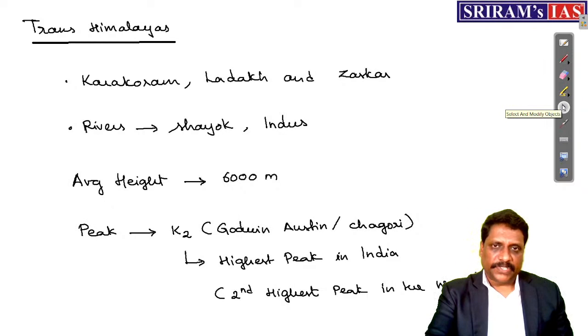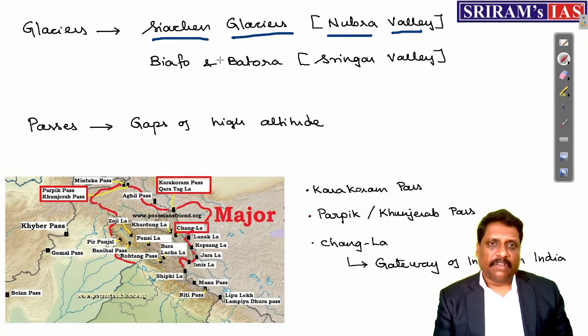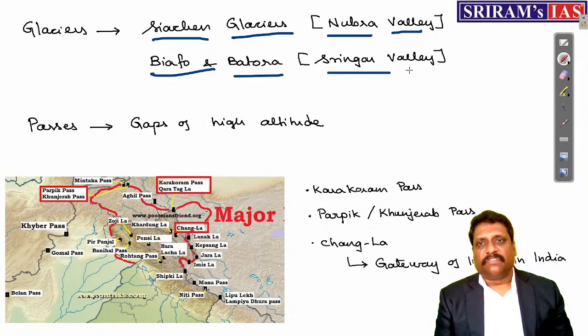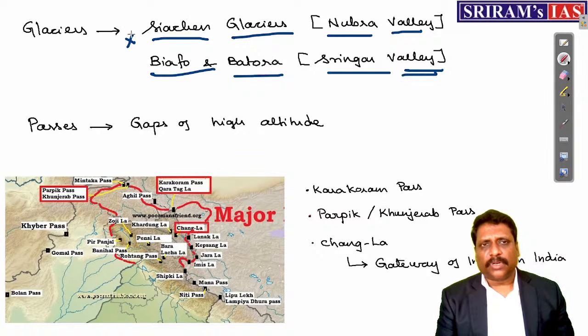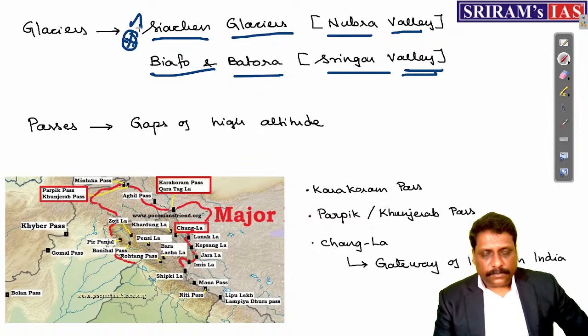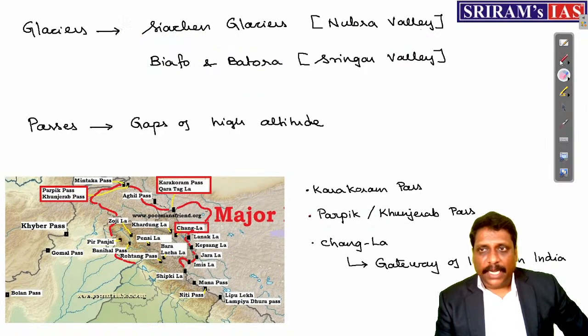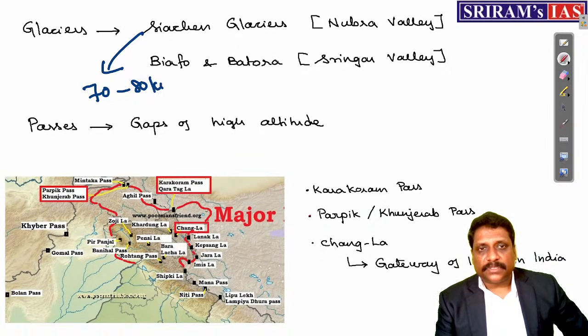Apart from these peaks, this region also has plenty of glaciers. For example, we have glaciers like Siachen Glacier, which is confined to the valley called Nubra Valley. We have glaciers like Biafo and Hispar, which are confined to Shigar Valley. And Siachen Glacier is very, very important, my dear friends. Siachen Glacier is regarded as the largest glacier in India, no denial about it. Its length is somewhere around 70 to 80 kilometers.